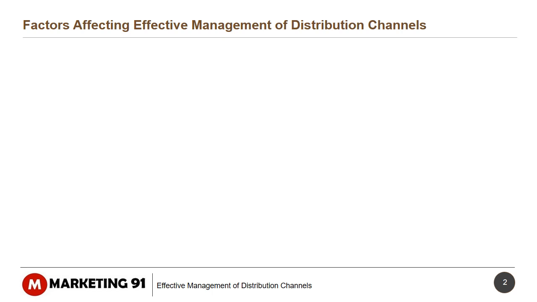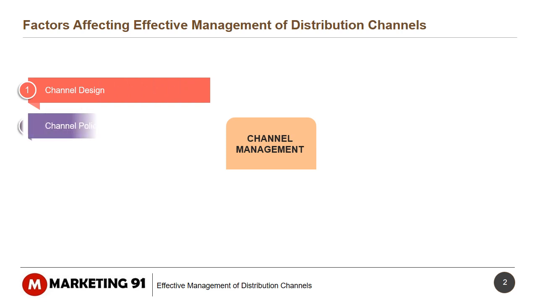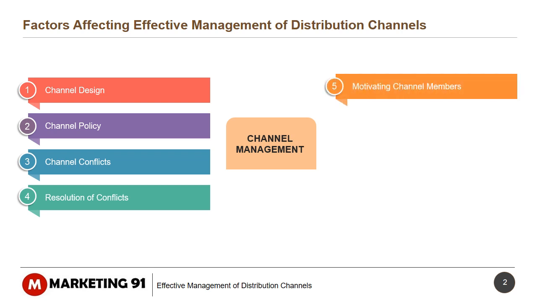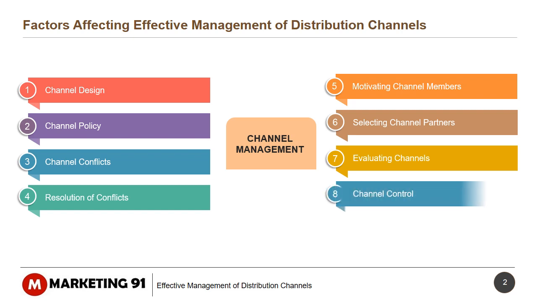Factors affecting effective management of distribution channels, which include channel management, channel design, channel policy, channel conflicts, resolution of conflicts, motivating channel members, selecting channel partners, evaluating channels, and channel control.